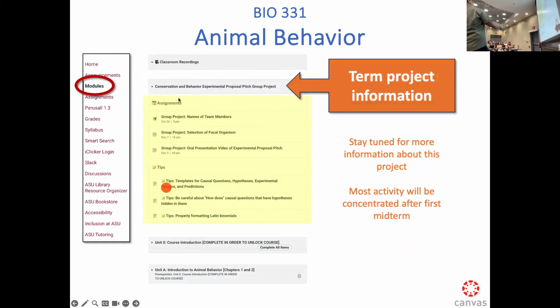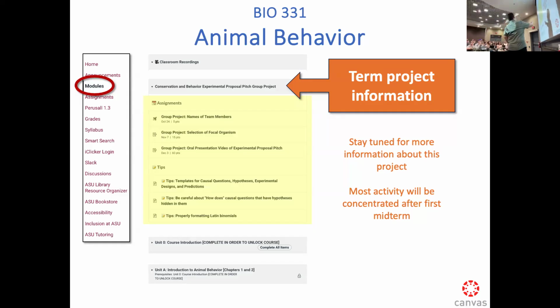Oh, sorry, I meant to jump ahead. There is a project at the end of the semester that will potentially use a little bit more of that textbook. It's motivated by a chapter in the textbook that we don't get to the content from. At the end of the semester, there will be a group project where you're going to pitch a behavior-related study that involves a conservation application with some local Phoenix-related fauna.